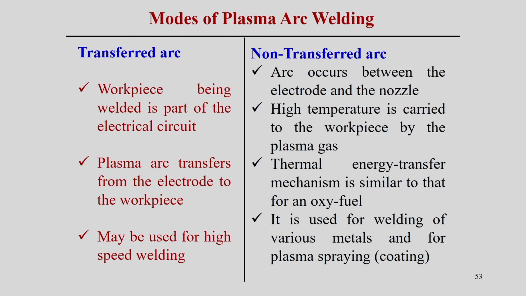We can see the modes of the plasma arc welding process: it can be either transferred arc or non-transferred arc. In the transferred arc, the workpiece is part of the system's electrical circuit, but the non-transferred arc occurs between the electrode and the nozzle, not the workpiece. In the transferred arc, the plasma is transferred from the electrode to the workpiece, and may be used for high speed welding processes.